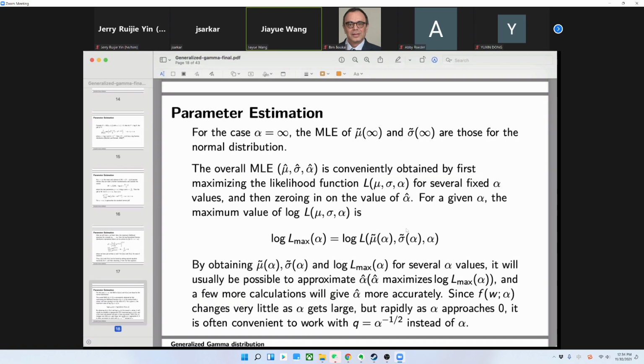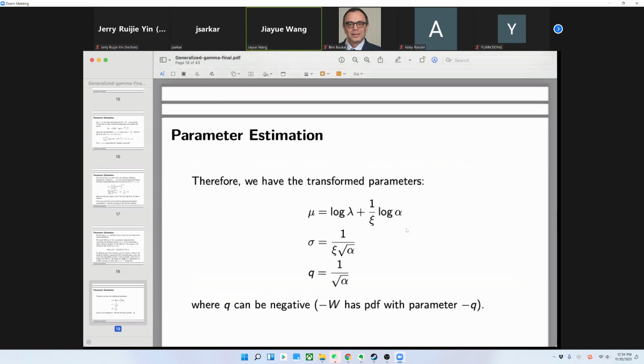Since the distribution of W with alpha changes very little as alpha gets large, but rapidly as alpha approaches zero, it is often convenient to work with Q, which is alpha to the power minus 1/2, instead of alpha. Then we can have the transformed parameters mu, sigma, and Q instead of alpha, lambda, and Xi, where Q can be negative.